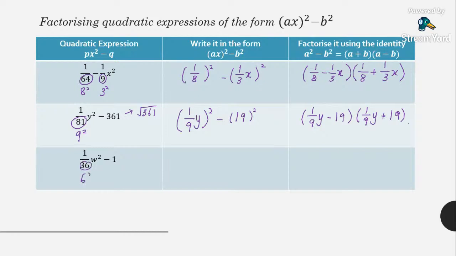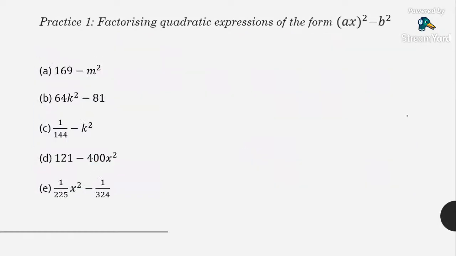This one is just 6 square. Therefore, your answer is 1 over 6w square minus 1 square. Hence this is 1 over 6w plus 1, 1 over 6w minus 1. Okay, that is your answer. So for this, I want you to do practice 1.